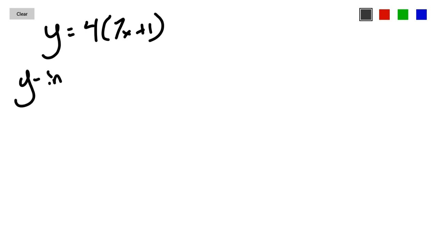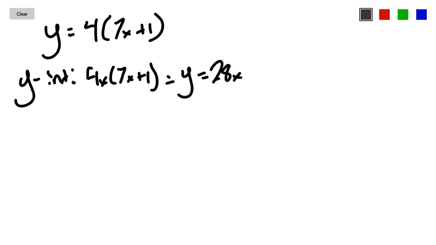Okay, let's do another one. Let's say that I have y is equal to 4 times (7x plus 1). And for the y-intercept, first thing I'm going to do is distribute so that I have 28x. So I have 4x times 7x plus 1 is equal to y, which is equal to 28x squared. Whoops, hang on.